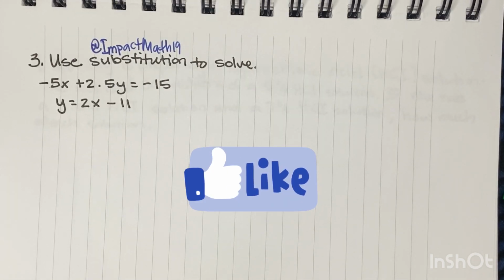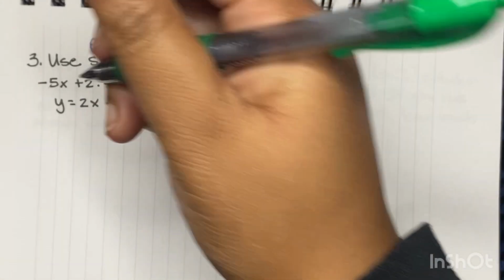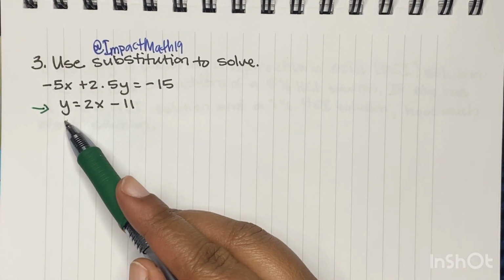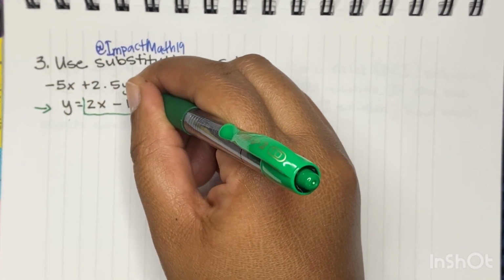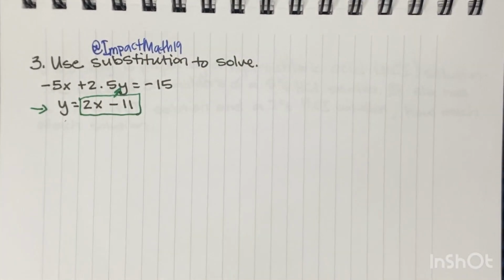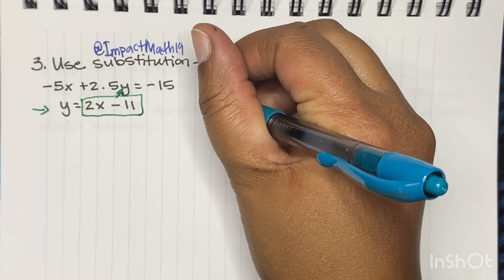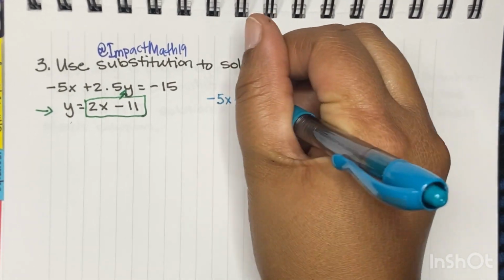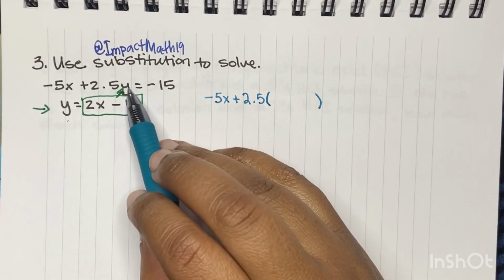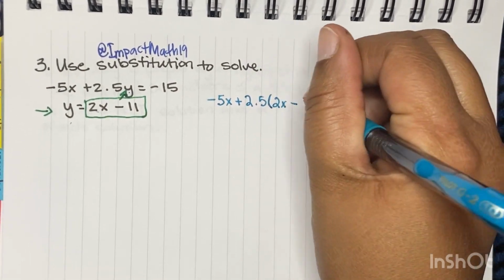Use substitution to solve. Alrighty, so for this one, they already gave us an equation where it was solved for a letter. And in this case, this is solved for y. So we can box this side, and then I'm going to replace this for this y into the first equation. So we can write this as negative 5x plus 2.5 times. Now you see I'm doing a parenthesis here because I have my y here. So that's telling me I'm plugging this in for the y. So I'm going to put 2x minus 11.